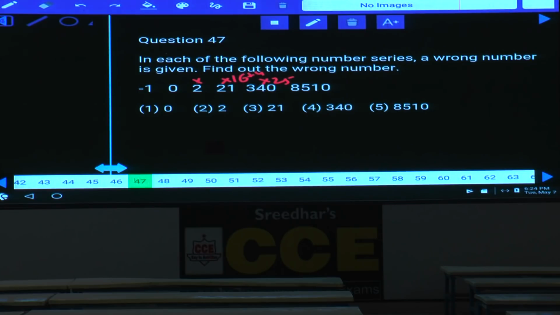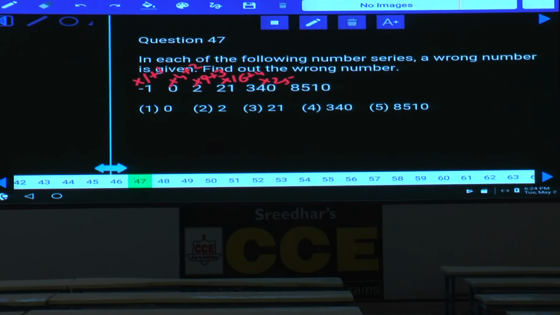And the next one, 2 into 9. 2 into 9 is how much? 18. 18 plus 3 is 21. Into 3 square plus 3. And 0 into 4 plus 2. And here it is into 1 square plus 1. 1 into 1 plus so how much? Plus 1. Plus 1 is 0. Hence what is your number here?